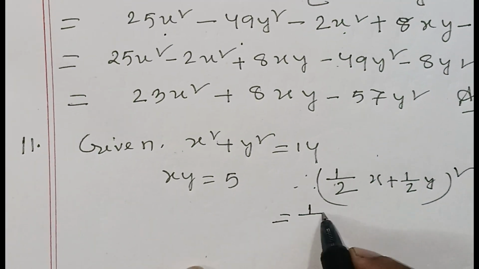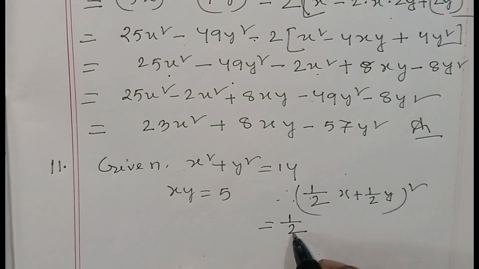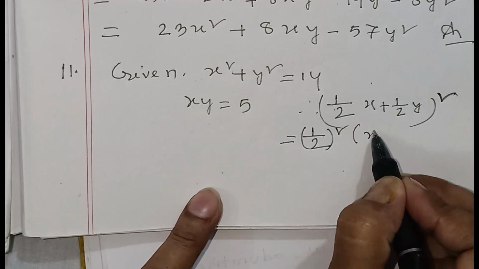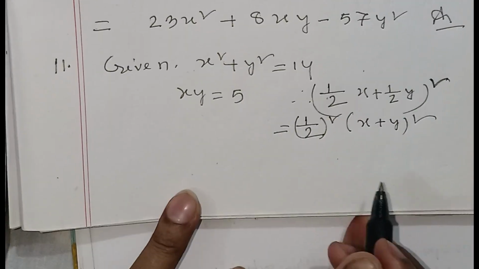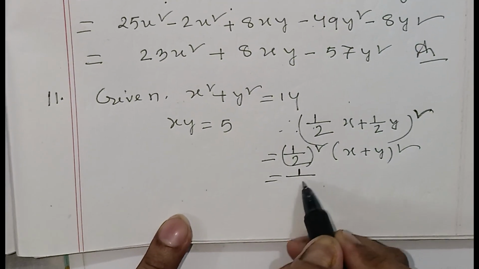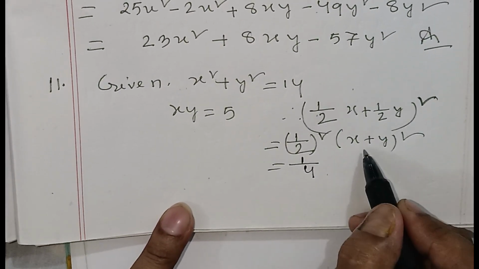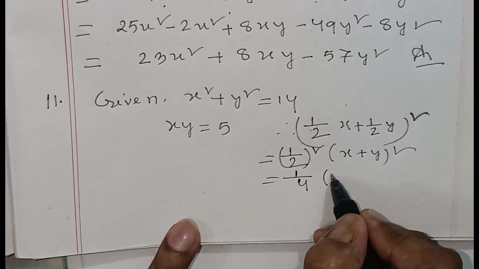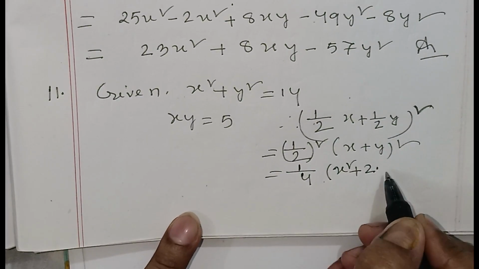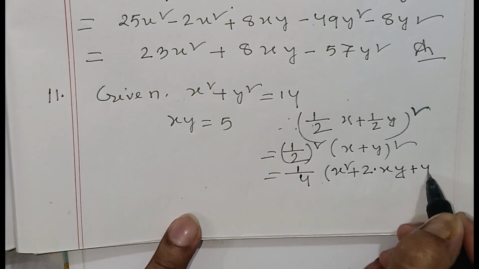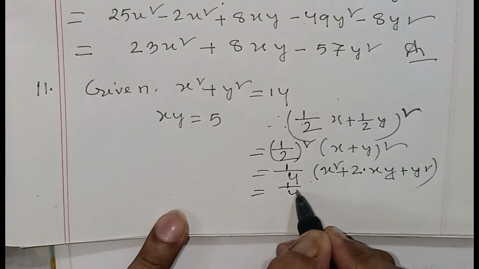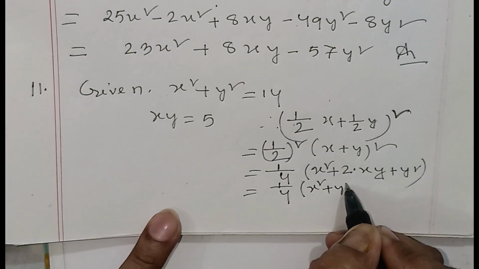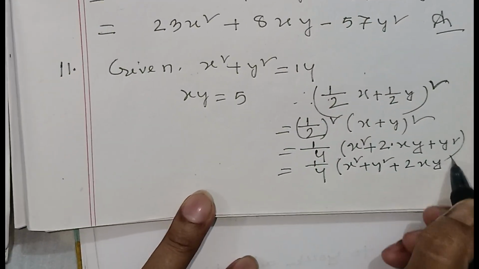At first we take common. So half common means half whole square common, (x plus y) whole square. So calculation: half whole square means 1/4. And see here (x plus y) whole square. We use the formula (a plus b) whole square, a square plus 2ab plus b square. Now I arrange this term x square and y square plus 2xy.